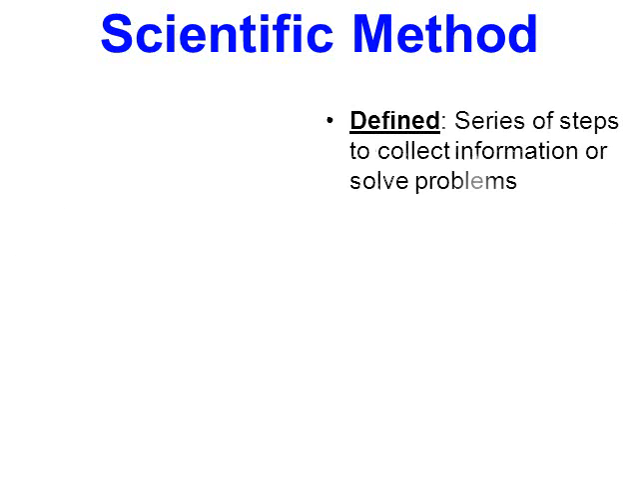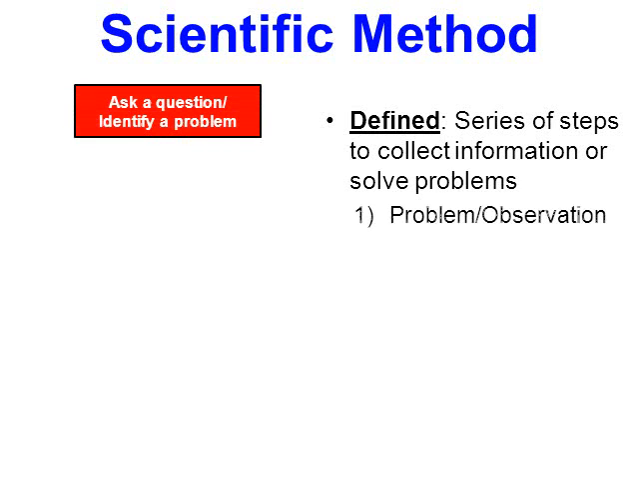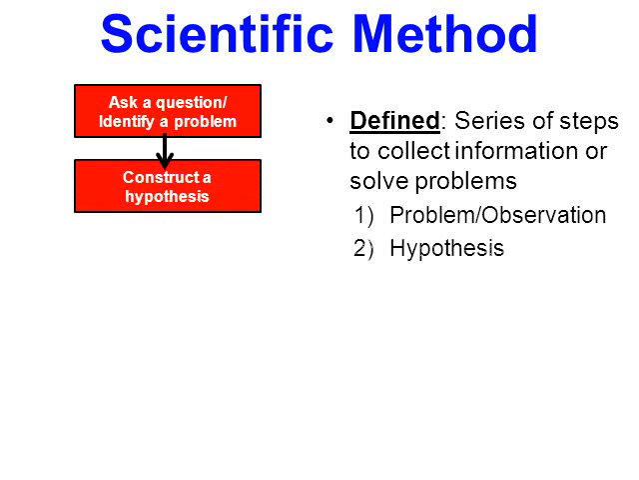So here we have the scientific method, a very general definition of the scientific method. It's a series of steps that we use to collect information and to solve problems. And it begins with number 1, asking a question or identifying a problem or making an observation. We're going to go through a fictional example of this in just a moment. But once you've identified a problem, that leads to creating a hypothesis.